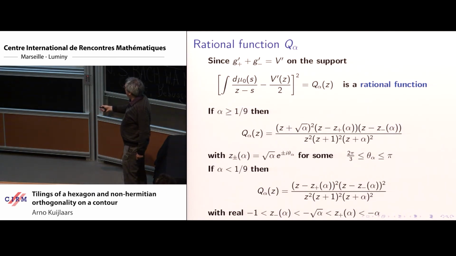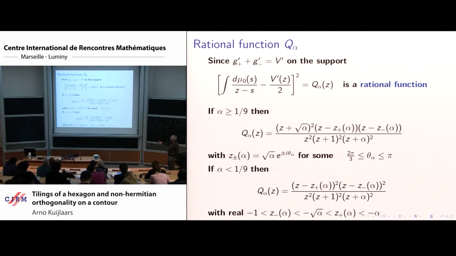So at the value alpha equal to 1/9, these two simple zeros, z plus and z minus, will come to the real line at the value minus square root alpha, exactly on top of the double zero that you also have there. So that will create a quadruple zero at this critical parameter. And then if alpha decreases further, the degree 4 zero will split into two double zeros. Like this.